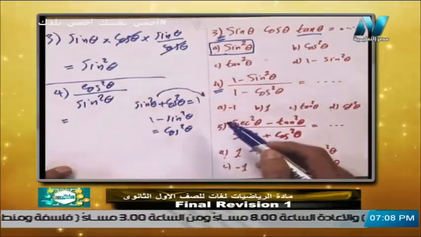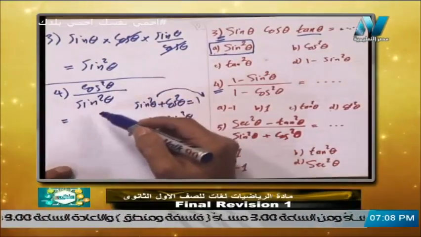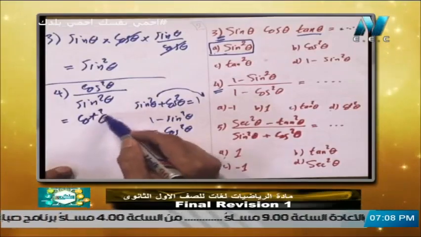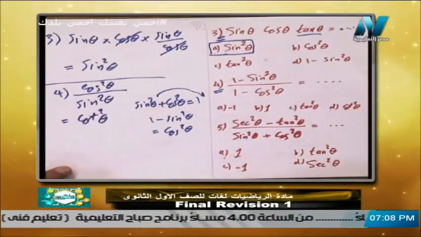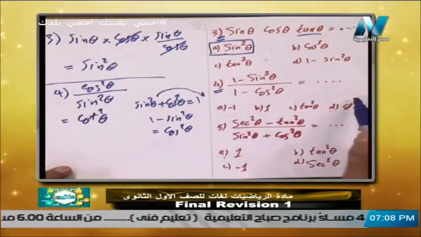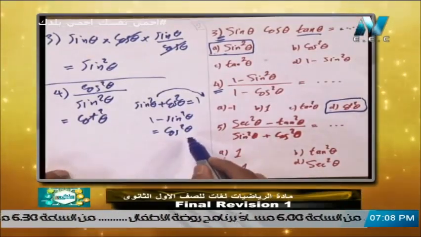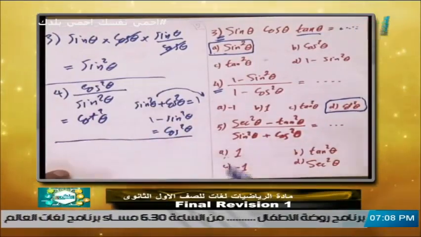And we know that cosine power 2 over sine power 2 can be cotan power 2 theta. Where is cotan power 2 theta here? It's D. So the answer is D, cotan power 2 theta. Let's move to question number 5.